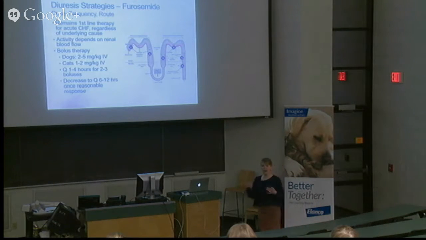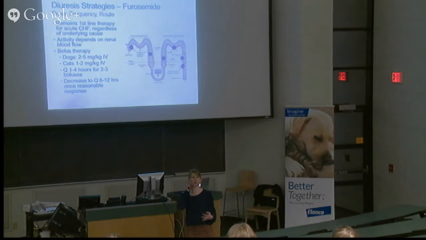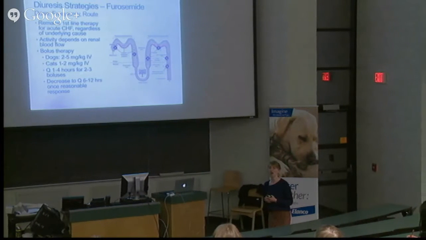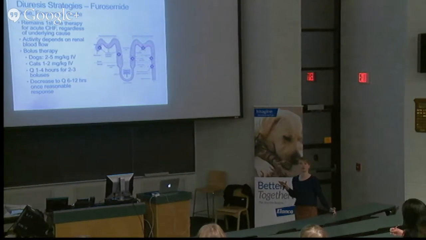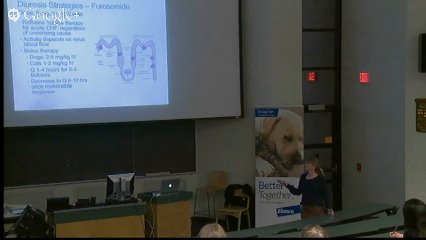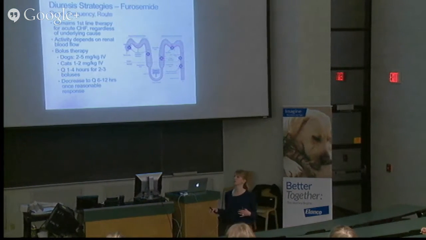And one of the ways that you're probably administering it is as bolus therapy. For bolus therapy, we are usually choosing doses for dogs on the order of 2 to 5 milligrams per kilogram. And for cats, we're usually on the order of 1 to 2 milligrams per kilogram. So less in the cat. And in terms of how we administer therapy, for myself, I may be doing something on the order of every 1 to 4 hours for the first 2 to 3 doses.